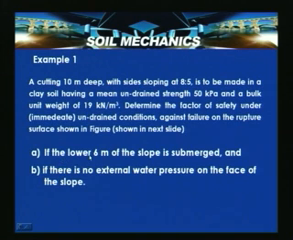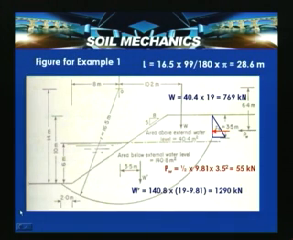If the lower 6 meter of the slope is submerged and there is no external water pressure on the face of the slope. So, in this case, this is the figure for example 1, a cross section of the slope. The slope inclination is shown here, 8 horizontal and 5 vertical, and W is the water table here, and the water is located here as well as here.